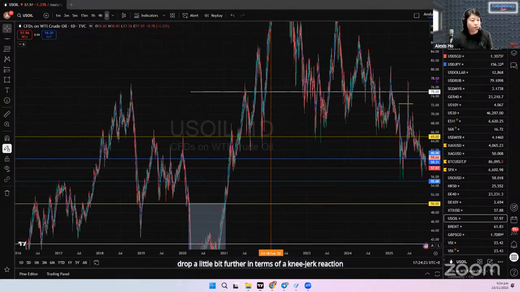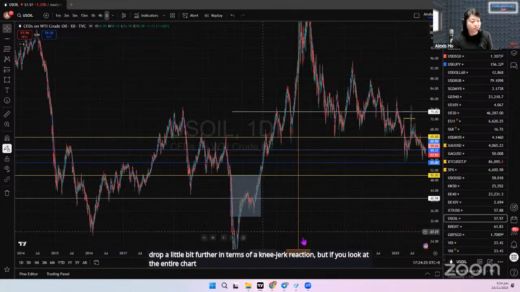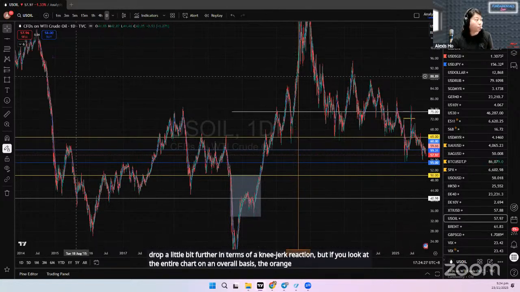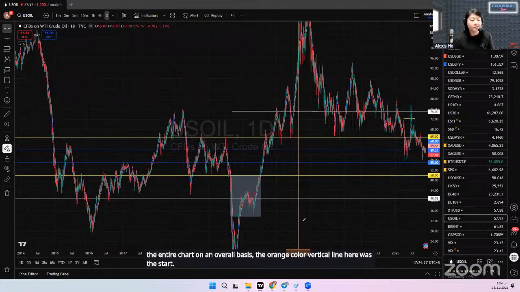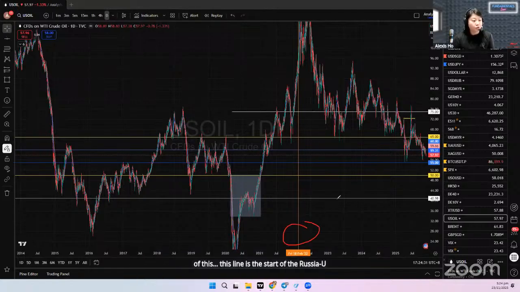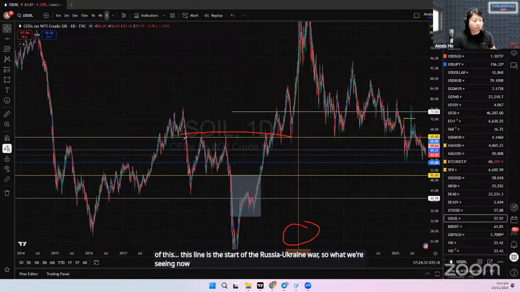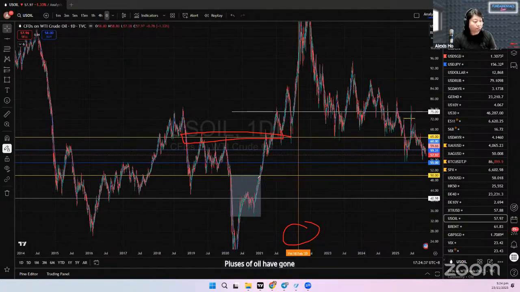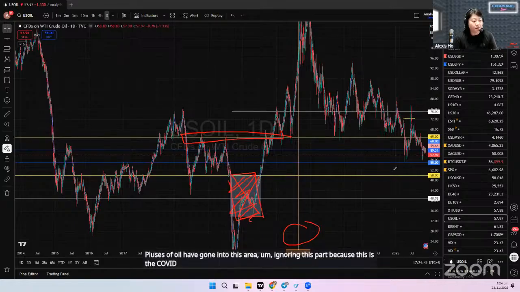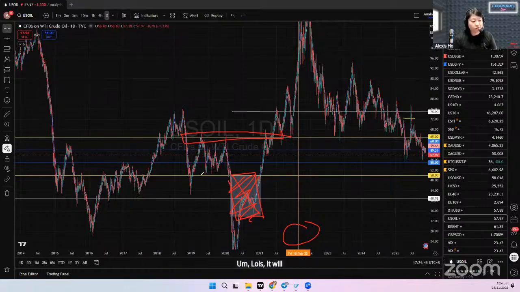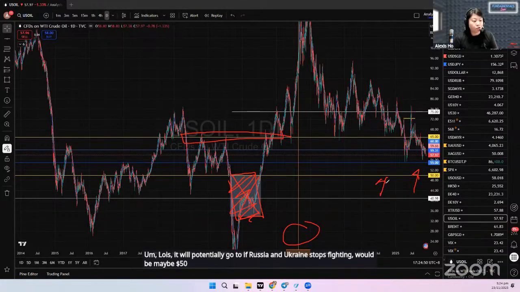But if you look at the entire chart on an overall basis, the orange vertical line here is the start of the Russia-Ukraine war. So what we're seeing now, so-called pre-conflict prices of oil, have gone into this area. Ignoring this part because this is the COVID area, I would say the lowest it will potentially go to, if Russia and Ukraine stop fighting, would be maybe $50 before buyers think it's cheap and purchase again at this very strong technical level.